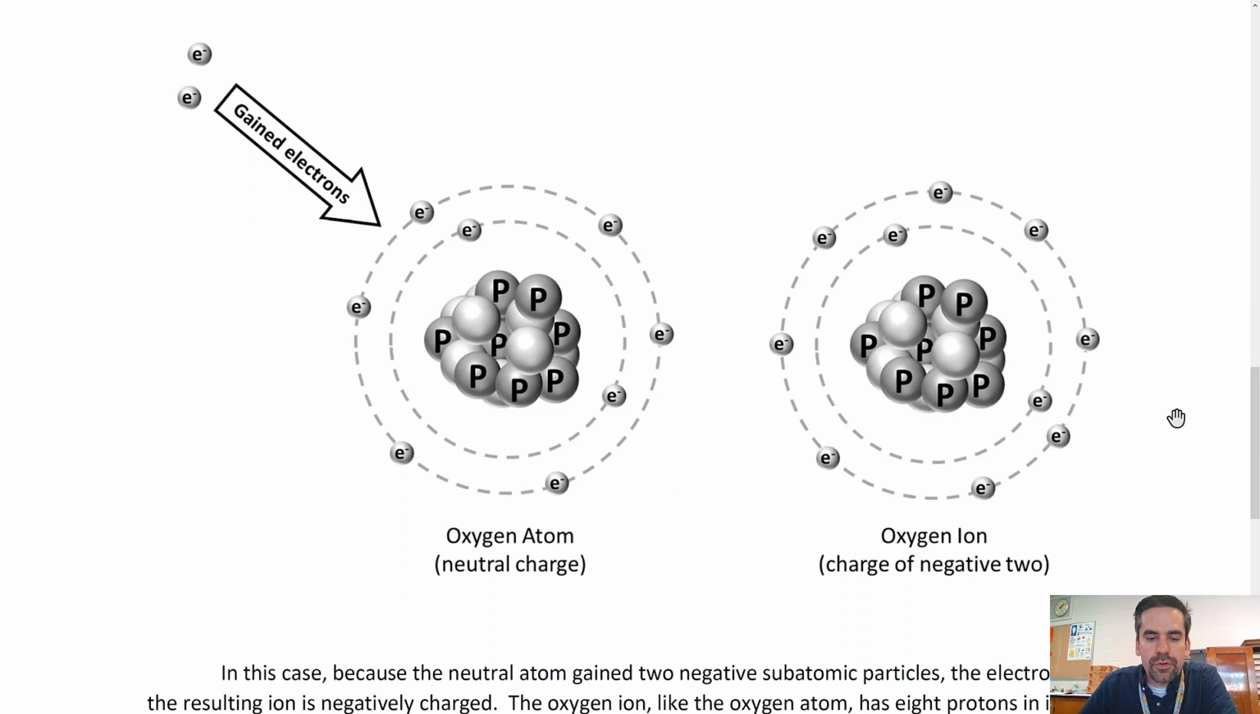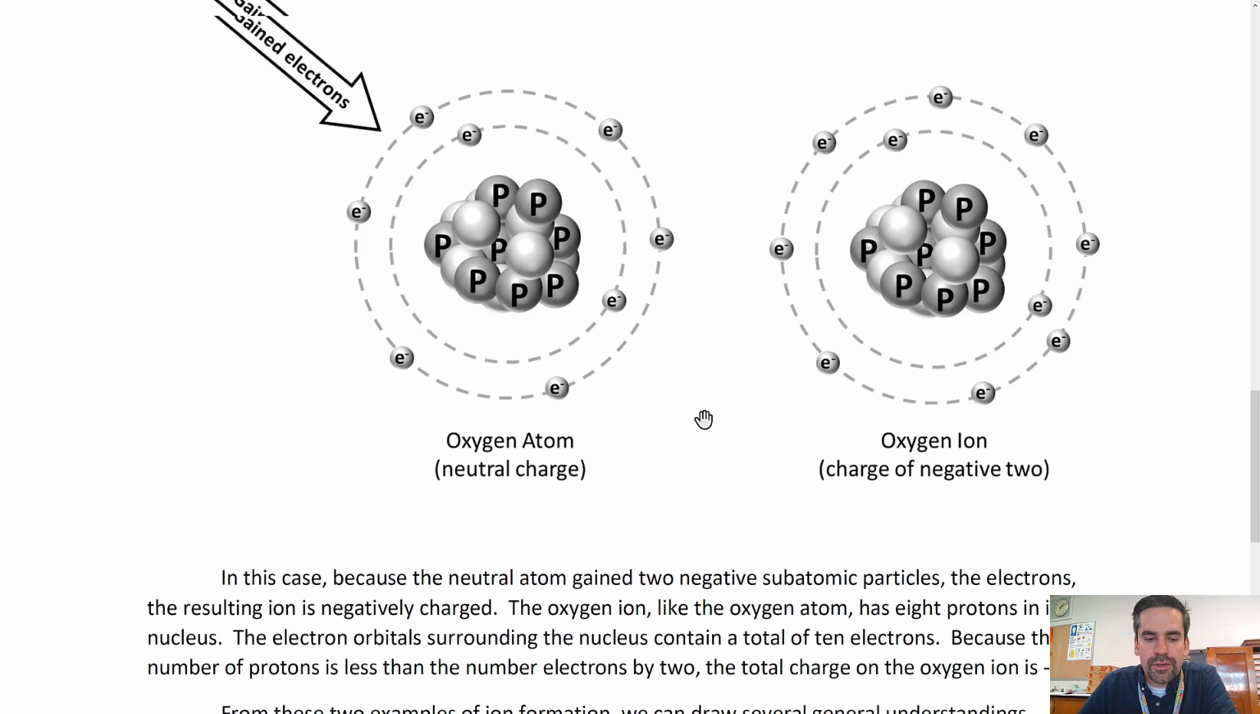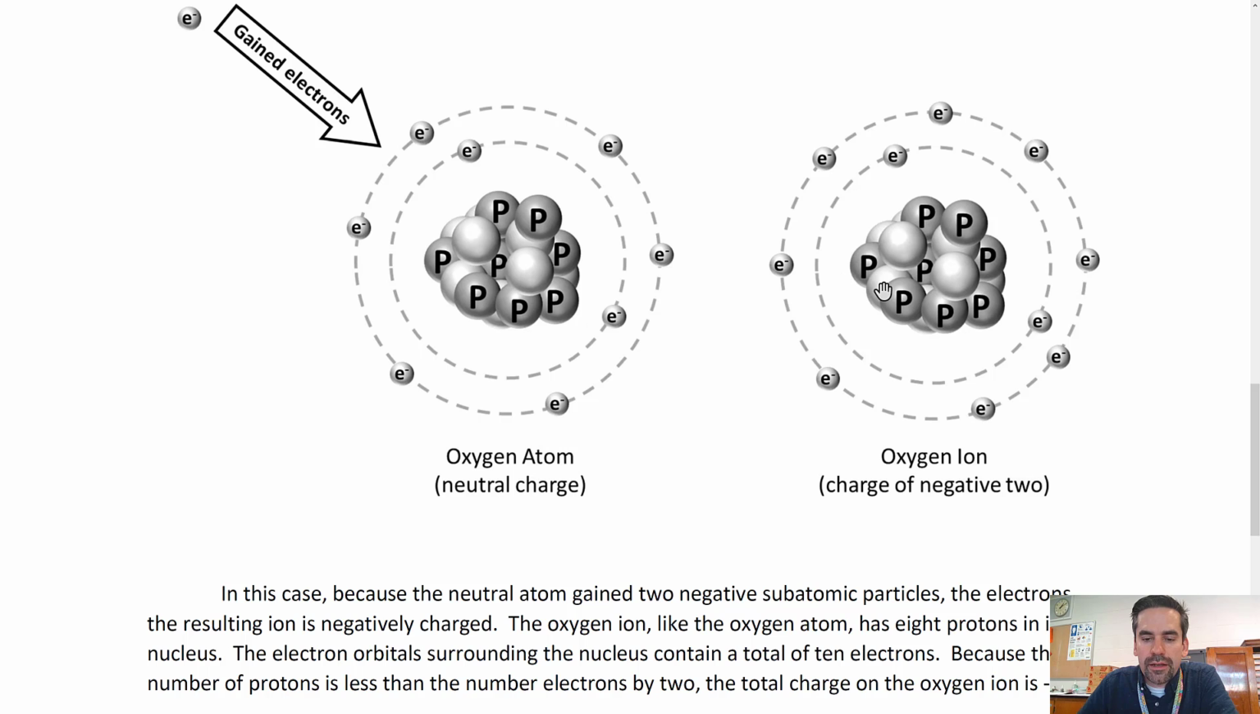In this case, because the neutral atom gains 2 negative subatomic particles, the electrons, the resulting ion is negatively charged. The oxygen ion, like the oxygen atom, has 8 protons in its nucleus. The electron orbitals surrounding the nucleus contain a total of 10 electrons. Because the number of protons is less than the number of electrons by 2, the total charge on the oxygen ion is negative 2. That is 10 electrons, and only 8 protons.